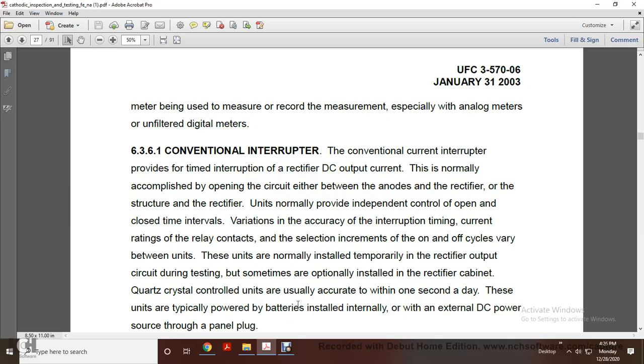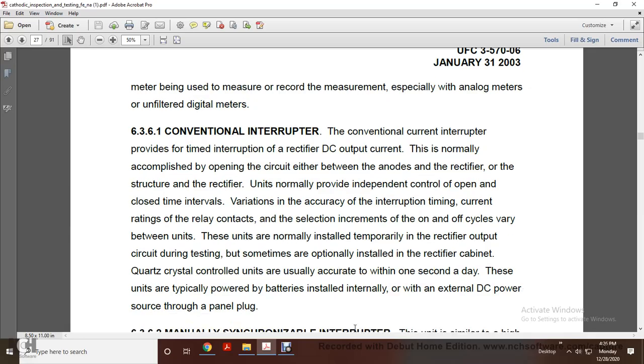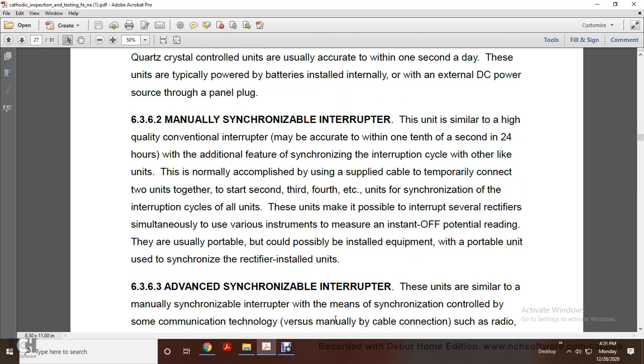These units are typically powered by batteries installed internally, or by an external DC power source through a panel plug. 6362, manual synchronizable interrupter. The unit, with a cylinder of a high quality conventional interrupter, may be accurate to within 1/10 of a second in 24 hours.